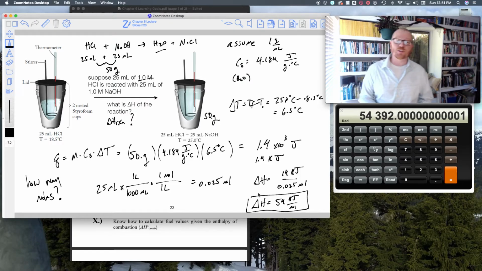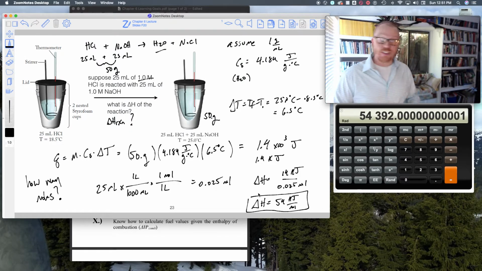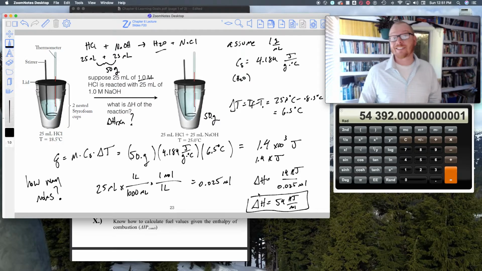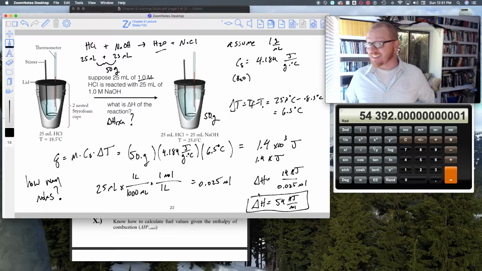So there's a couple things going on in these calorimetry experiments. Just to summarize, for one, we can see if a reaction is exothermic or endothermic based on if there's a temperature rise. If there is a temperature rise in a calorimetry experiment, it's exothermic. If there's a temperature decrease in a calorimetry experiment, it's endothermic.